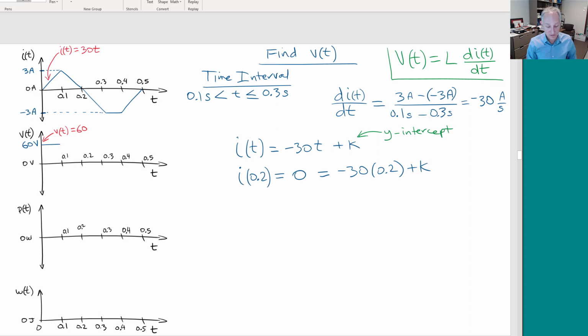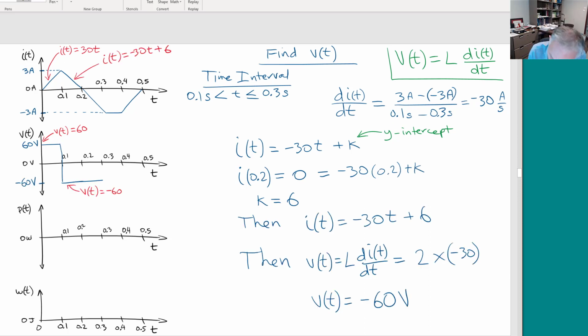Well, we know a data point. We know this data point here, where that line becomes 0. That line becomes 0 at 0.2 seconds, so i(0.2) is 0, and that's equal to the equation that we found at 0.2 seconds. Now we can solve for k very easily, and k is equal to 6. Let's plug that into our equation. So i(t) is equal to minus 30t plus 6, and we've labeled that here.